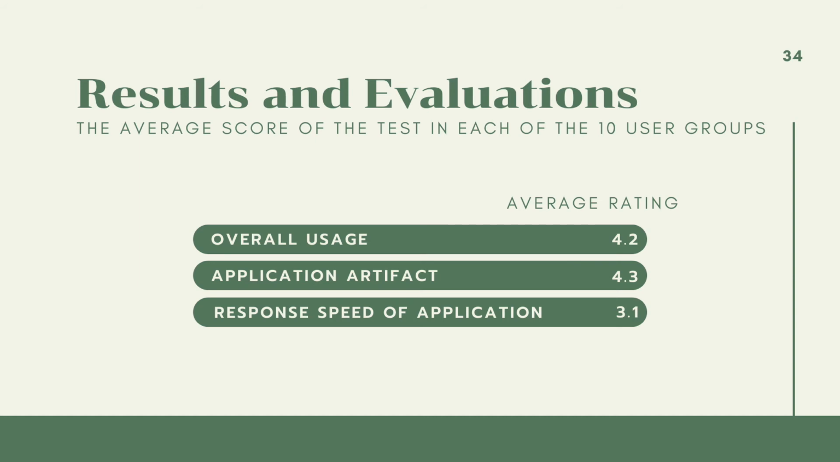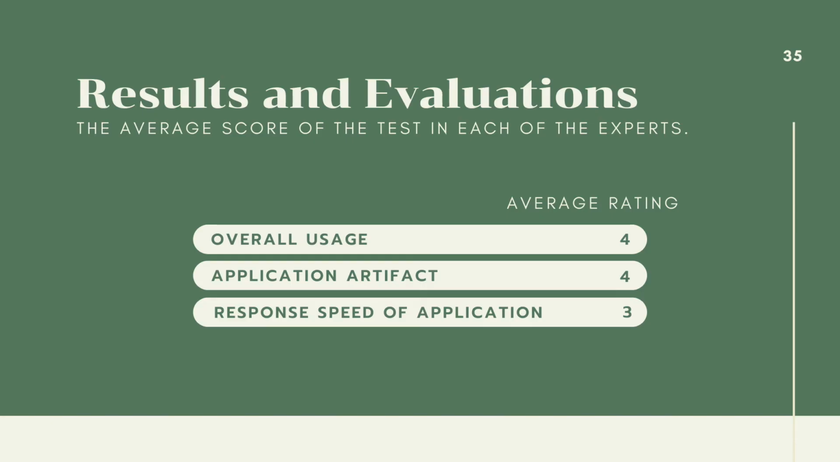This slide shows the average score of the test in each of the 10 user groups. Full score is 5 points, meaning the best, and 1 is the lowest. We divided it into 3 parts. Overall usage has a score of 4.2. Application artifact had 4.3. Response speed of the application got 3.1.